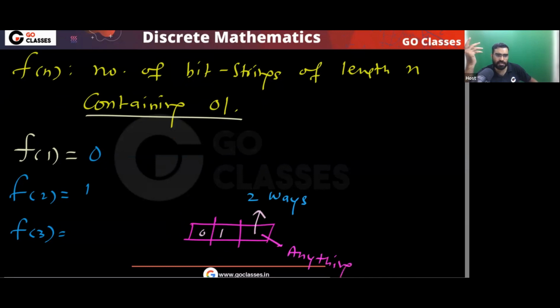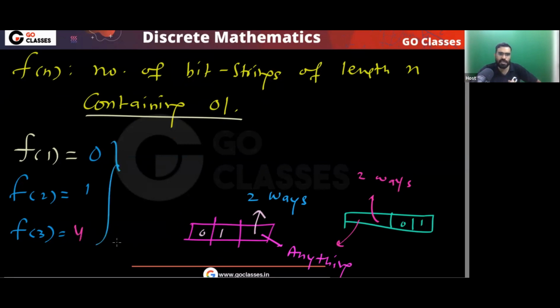So there are two ways. Or, if I put 0, 1 here, then I can put anything here. So F3 will be 4. Agree or not? F3 will be what? That will be 4. Is this point clear? Initial conditions, are they clear for this question?